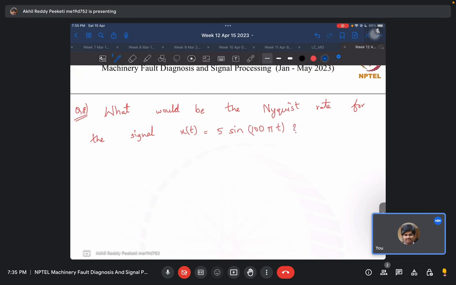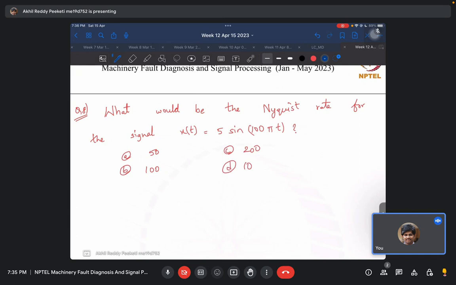What would be the Nyquist rate for the signal x of t is equal to 5 sin 100 pi t? Options are 50, 100, 200 and 10.